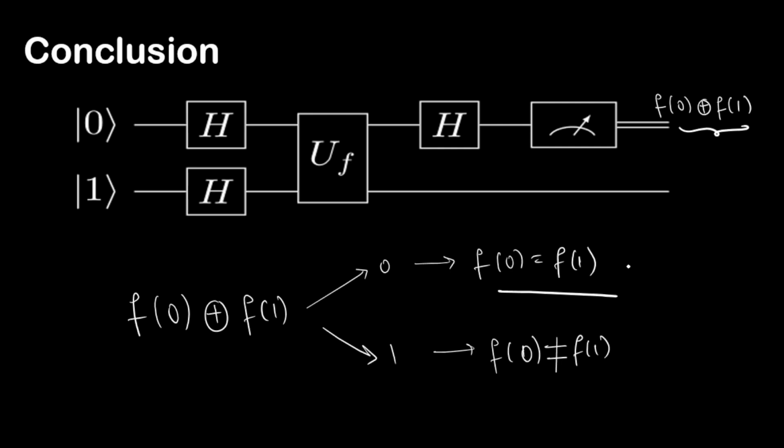This is faster than is possible with a classical apparatus, which would require at least two evaluations in order to determine whether the function values are equal for the two inputs or not. So this in essence was the working of the Deutsch algorithm. I hope you understood it.